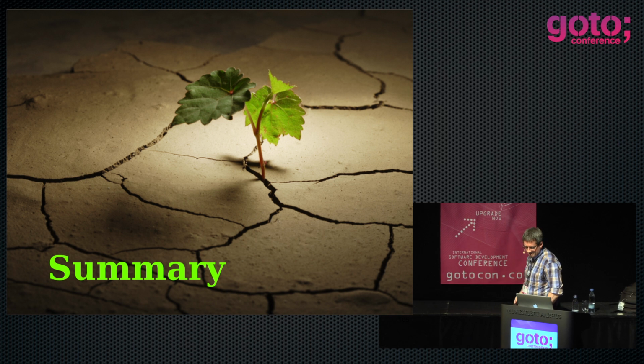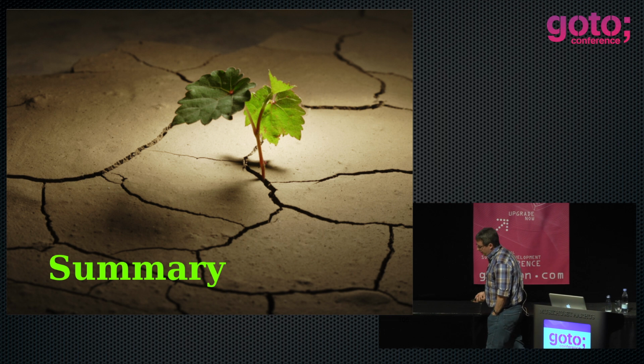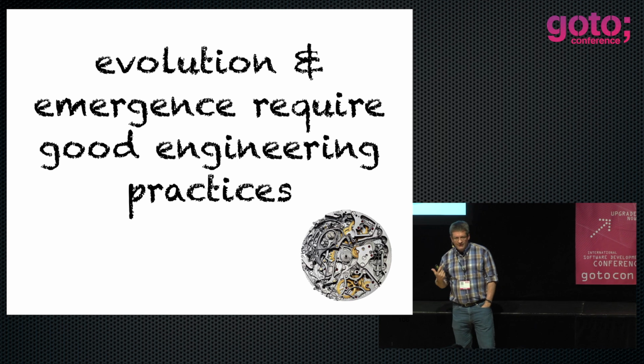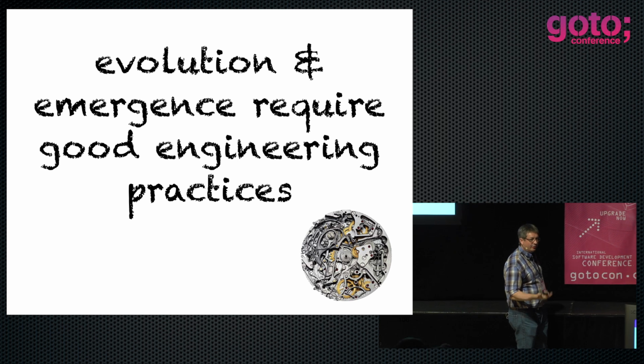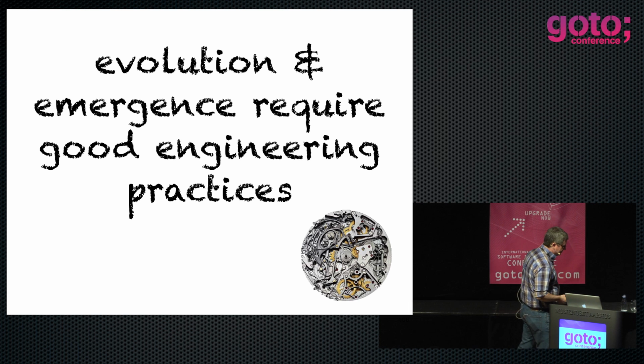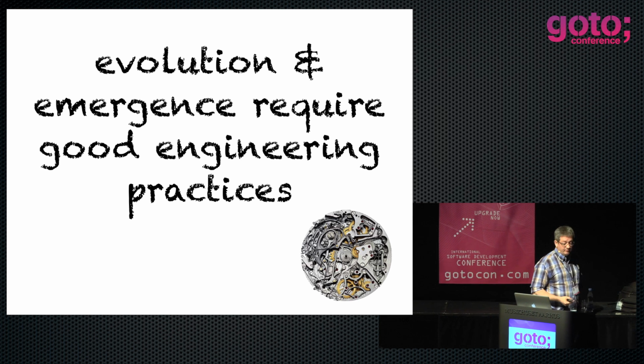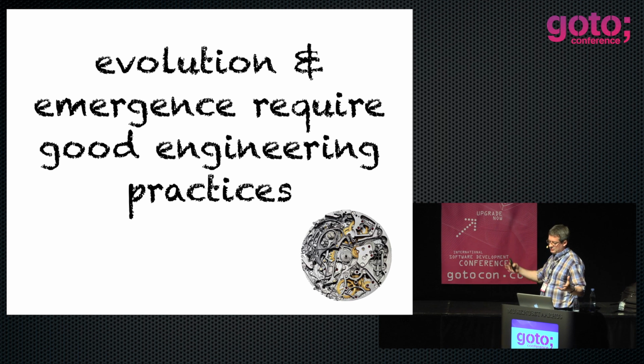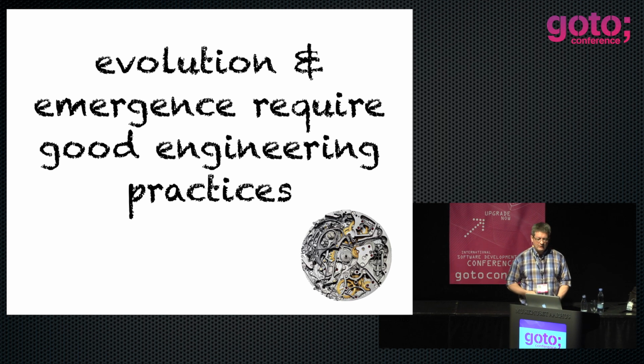So to summarize, obviously, evolutionary architecture and emergent design require good engineering practices. If you have a good TDD code base, you can do refactoring on it. It makes it much easier to do these exercises. It doesn't preclude you from doing them, but it certainly makes it a lot easier if you already have good other engineering practices, which makes the architecture and design space easier.